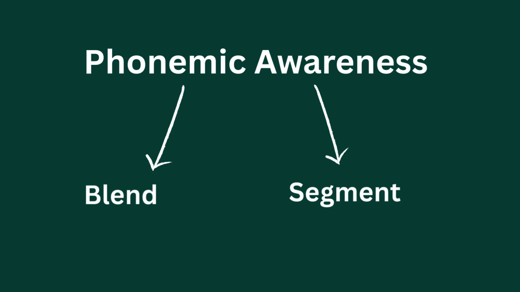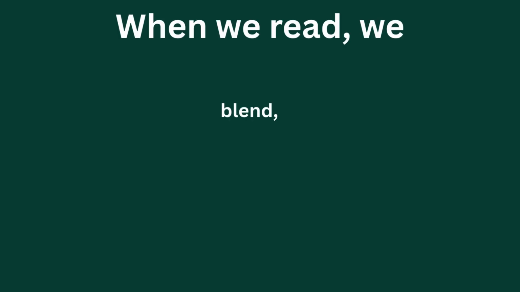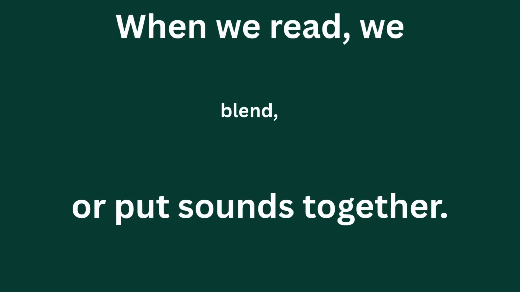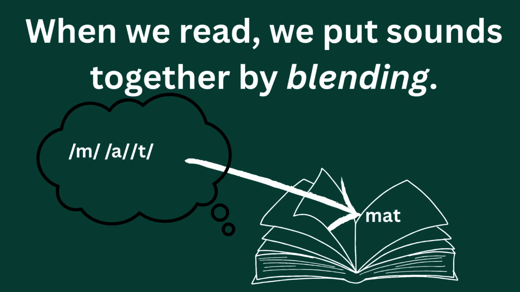Phonemic awareness involves blending, segmenting, and syllabication. When we read, we blend or put sounds together. So for example, when we see the graphemes or letters M-A-T, our brain tells us that M is "mmm," A is "ah," T is "t." We blend it together to say the word mat.